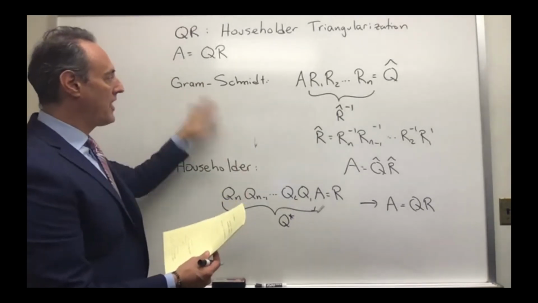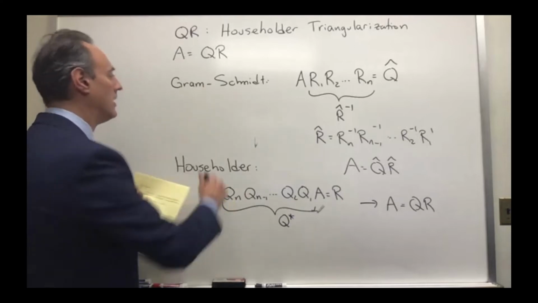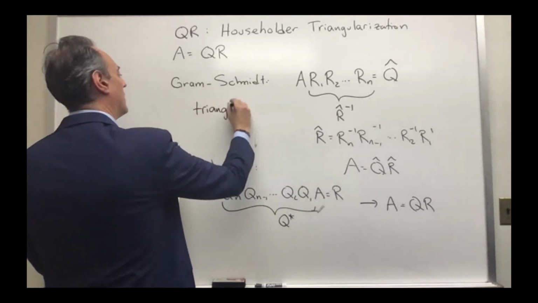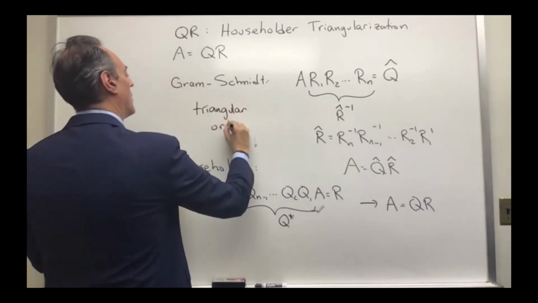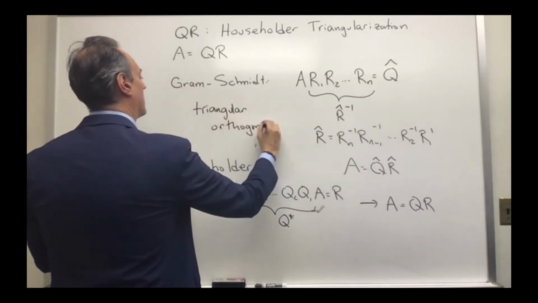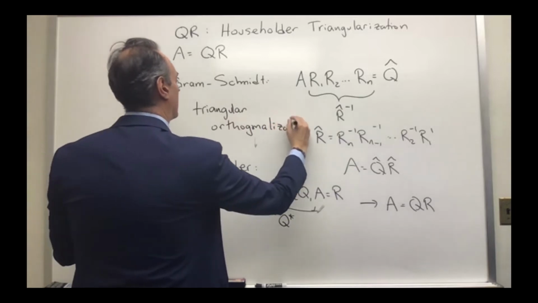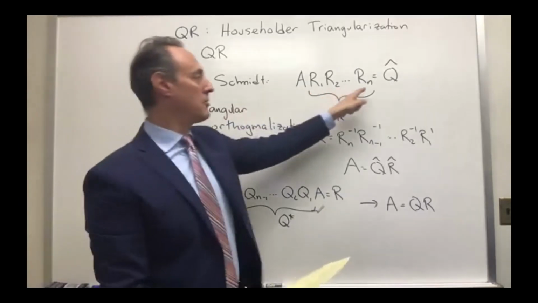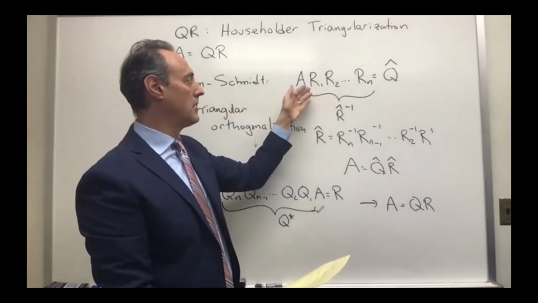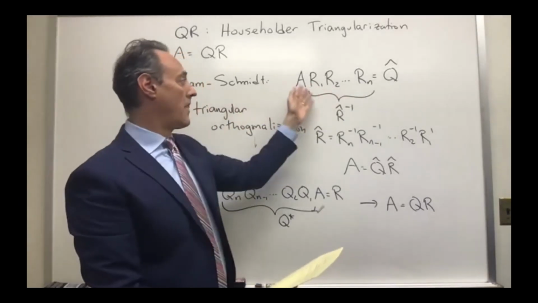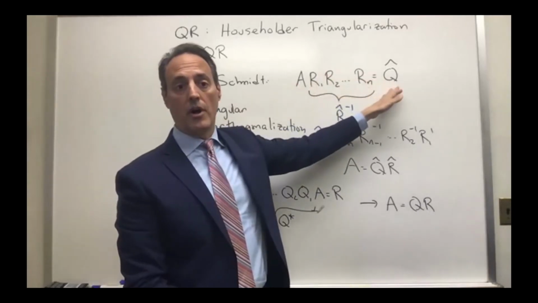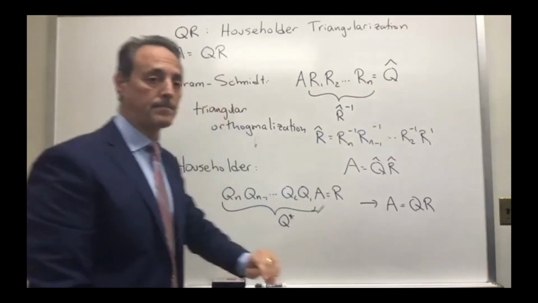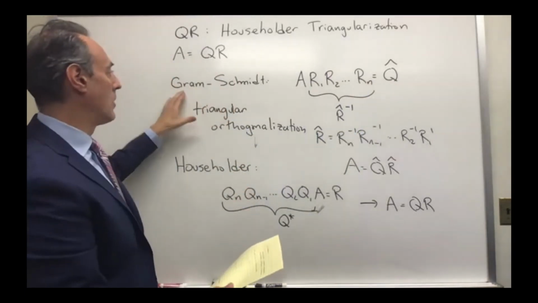So one way to think about what Gram-Schmidt is doing, it is a triangular orthogonalization. Right? So all these matrices here are going to be these triangular matrices that are trying to produce an orthogonalization on the right-hand side. Okay? So that's one way to think about what Gram-Schmidt is doing.